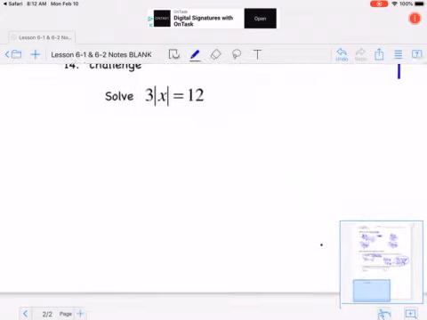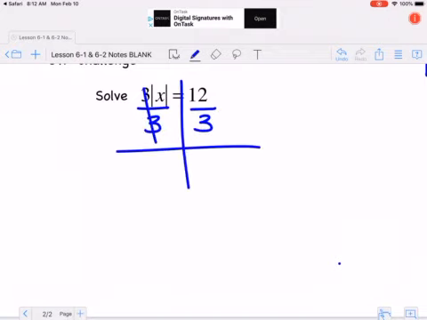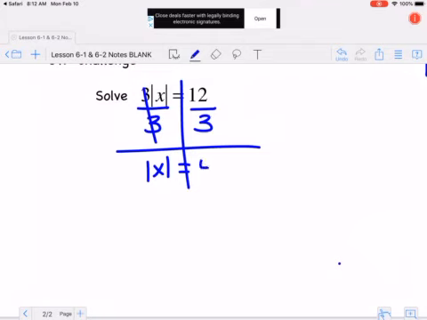Okay, and then our challenge, we have 3 times the absolute value of x is equal to 12. So this we would divide by 3. So we get the absolute value of x is equal to 4, which means that x can be 4 or negative 4.